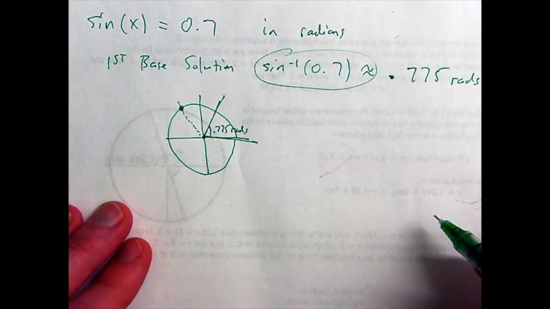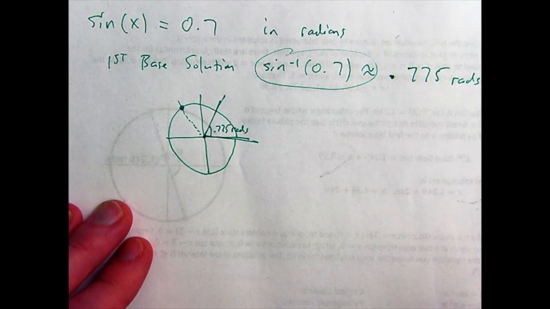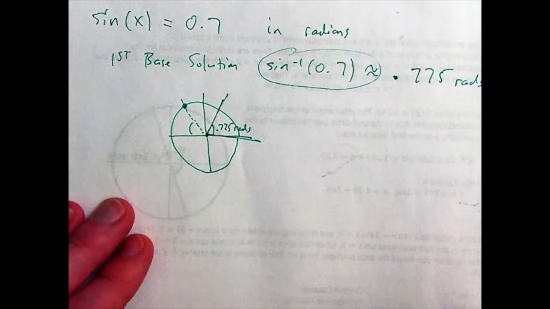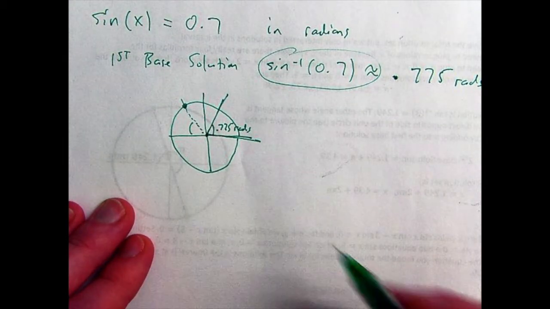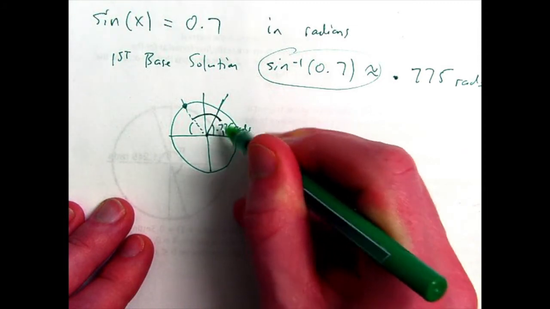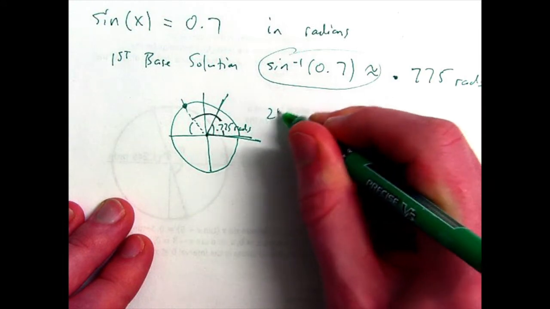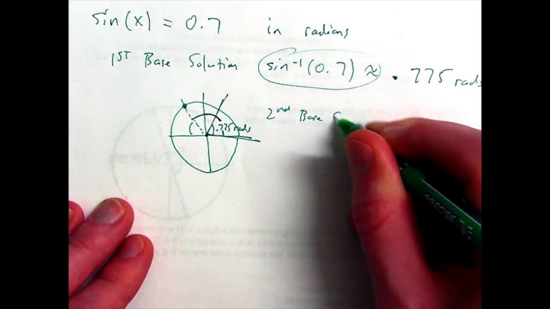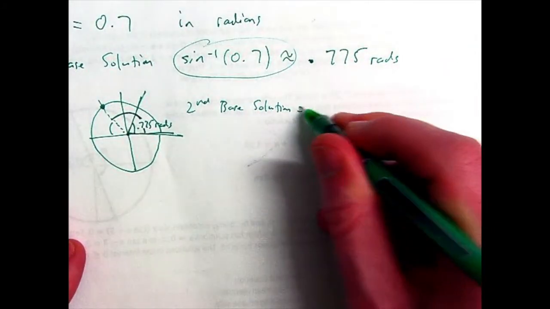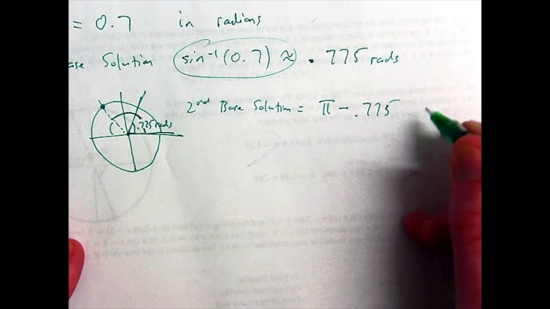a sine of 0.7 as desired. So what is that angle? More importantly, how do we find it? Well, by symmetry, this little angle there is also 0.775. And so this angle that I'm looking at, this whole thing right here, is pi minus. So the second base solution, this angle right here, is actually going to be pi minus 0.775 radians, okay?